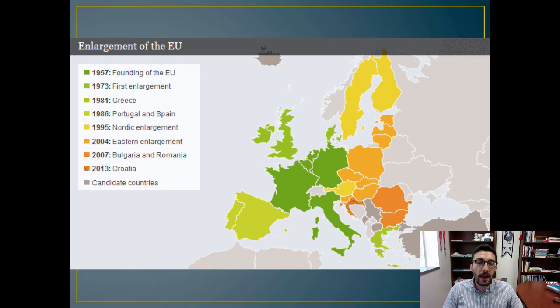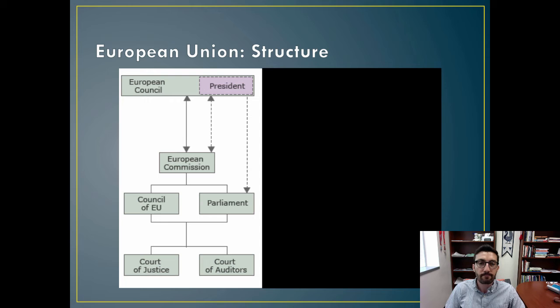And you can see it kind of began in some of the larger Western European countries and has since really spread north and east. Okay, so what about the structure of the European Union itself? Well, it's kind of complicated, but I'll highlight some of the most important points.